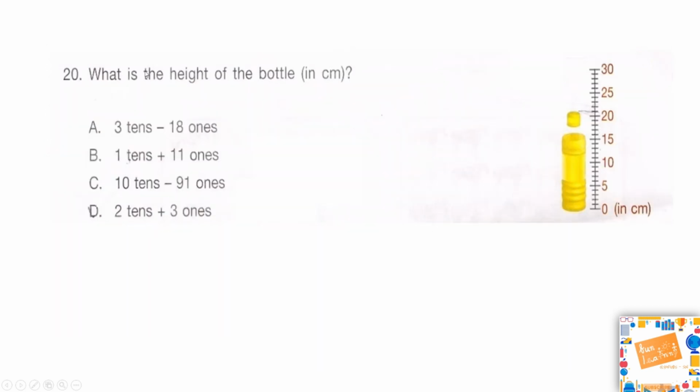Next question. What is the height of the bottle in centimeters? Here is an image given and you need to find what is the height. Is it option A 3 tens minus 18 ones? Is it option B 1 tens plus 11 ones? Is it option C 10 tens minus 91 ones? Or option D 2 tens and 3 ones? Your time starts now.